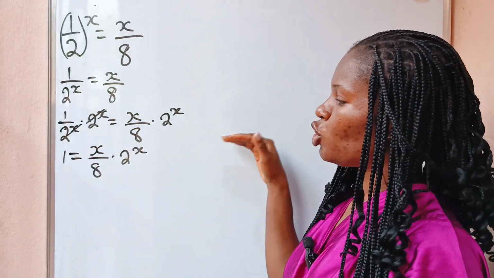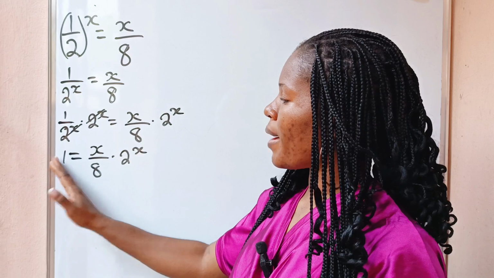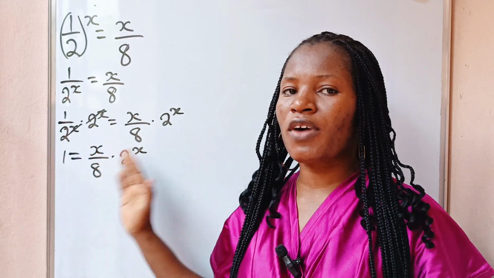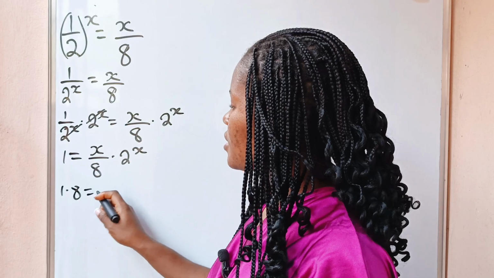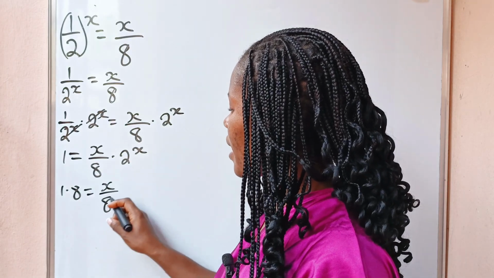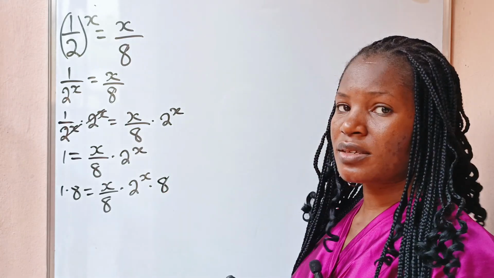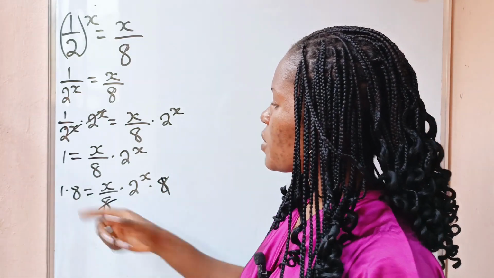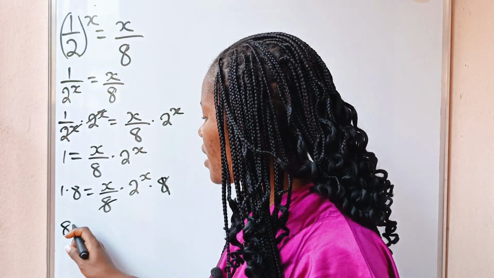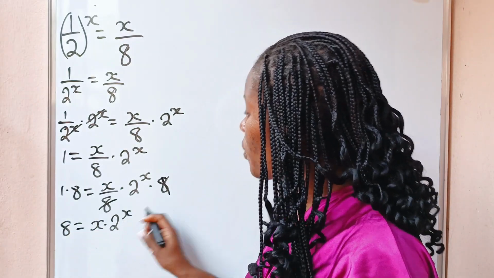Now let's multiply through again by 8, okay, so that I will have a number here and I will have x variables here. So I'm going to have 1 multiplied by 8 is equal to x divided by 8 multiplied by 2 to the power of x multiplied by 8, okay? So this is going to cancel this, and we are going to have 1 multiplied by 8 is 8, so we have 8 is equal to x multiplied by 2 to the power of x.